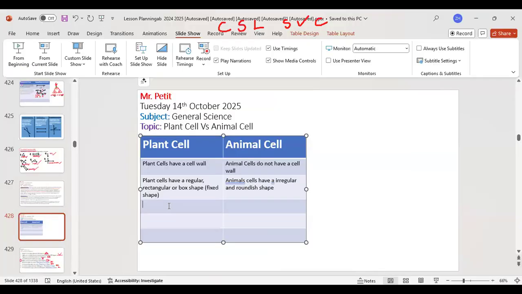All right. So what else do we have? The next thing we could talk about is the chloroplast. So plant cells have chloroplast. What's the function of chloroplast? They help with what? Photosynthesis.